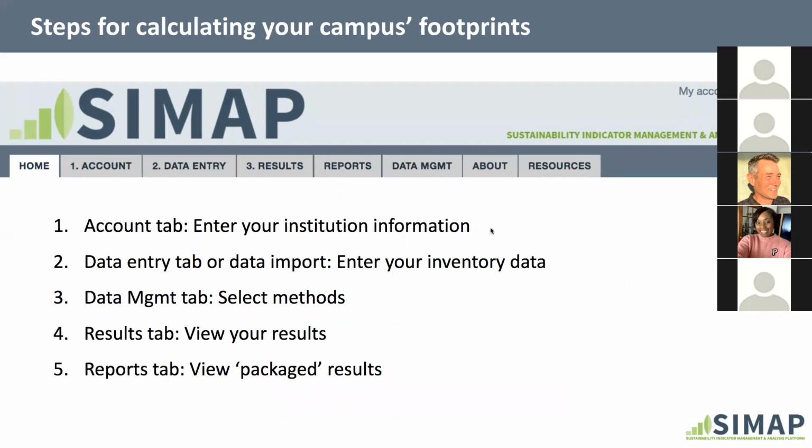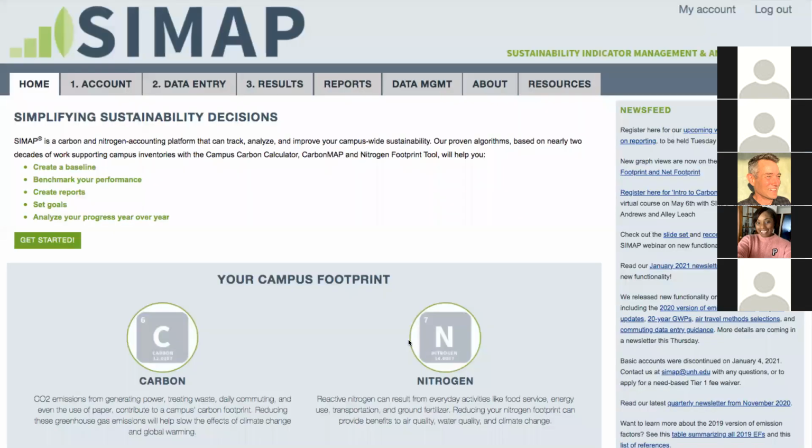And this is an overview of the steps here. First is on the account tab, you enter your basic institution information. Then you actually enter that activity data set either on the data entry tab, or you can import bulk data. And I'll go through each of these in a little more detail here. On the data management tab, you can select your methods, and then you can view your results on the results tab and the reports tab.